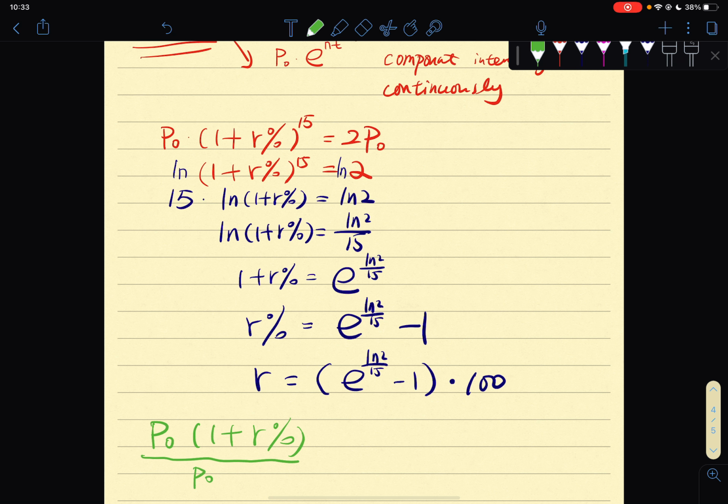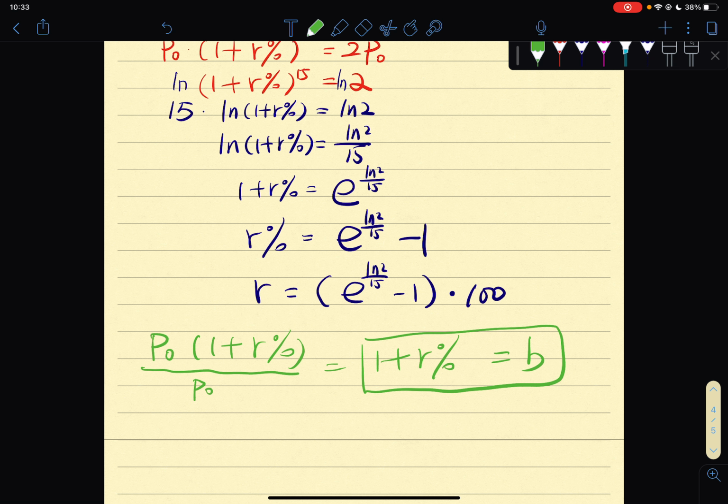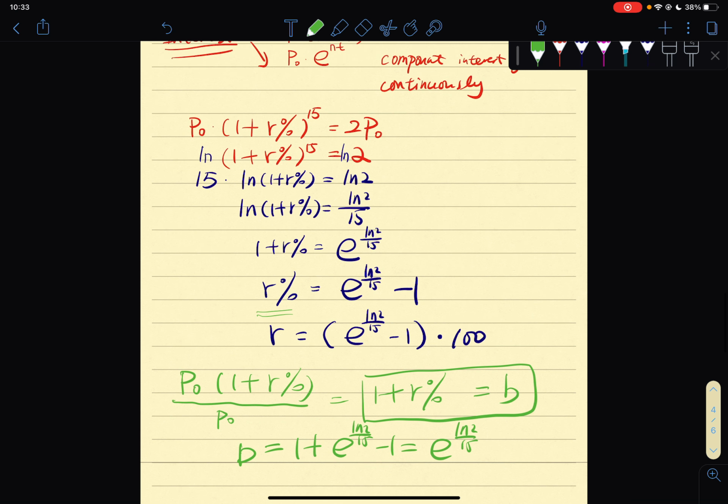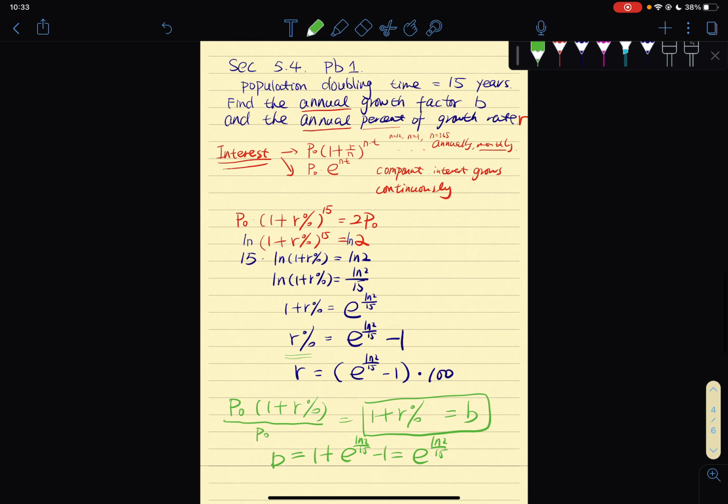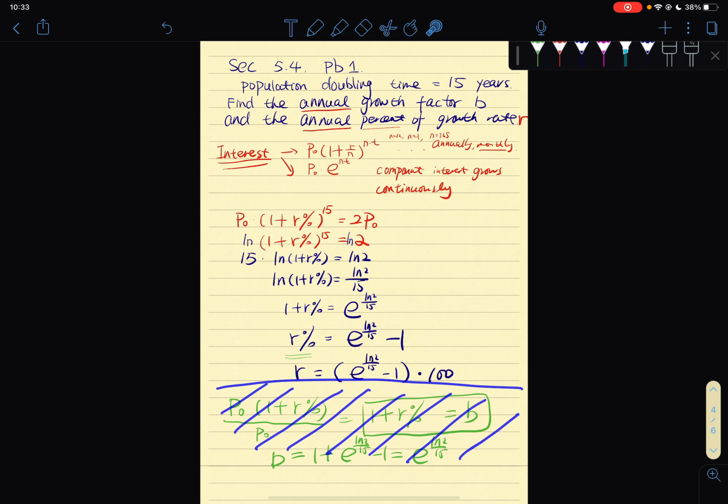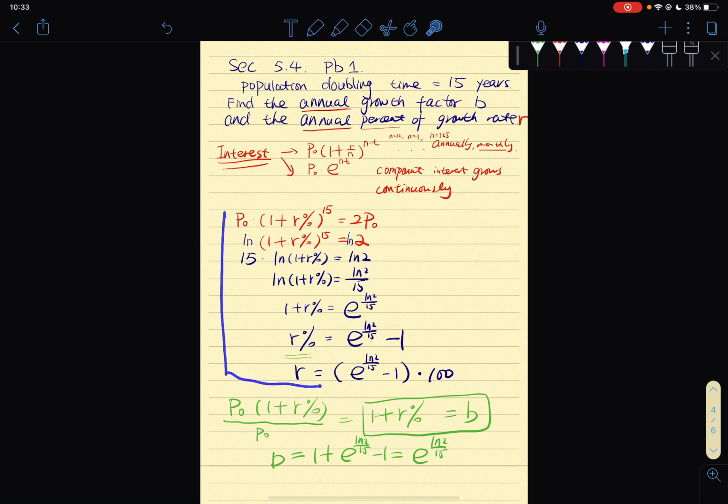So compared to the original structure, when they ask you what exactly b is, it is this number. Because you know r% is that, your b is 1 plus e to the ln 2 over 15 minus 1, which is e to the ln 2 over 15. It's just a matter of the definition. If you don't feel comfortable, you may simply go ahead and ignore the second half of it because the definition is not something we went over in class, not super intuitive. But the first half of it, and when to choose the right model to study the change of population, you want to be a little bit careful about that.